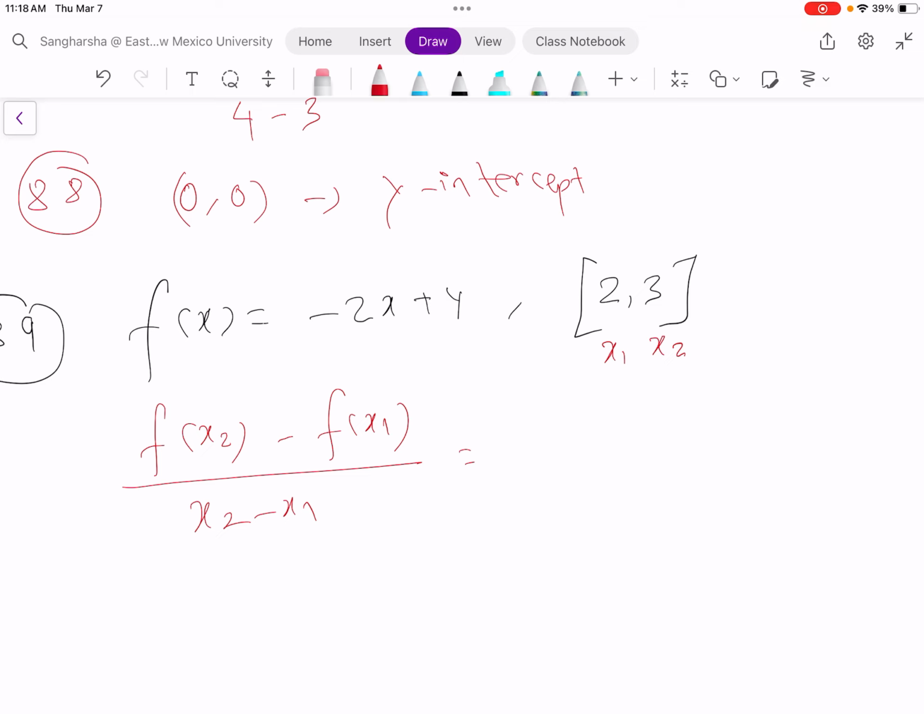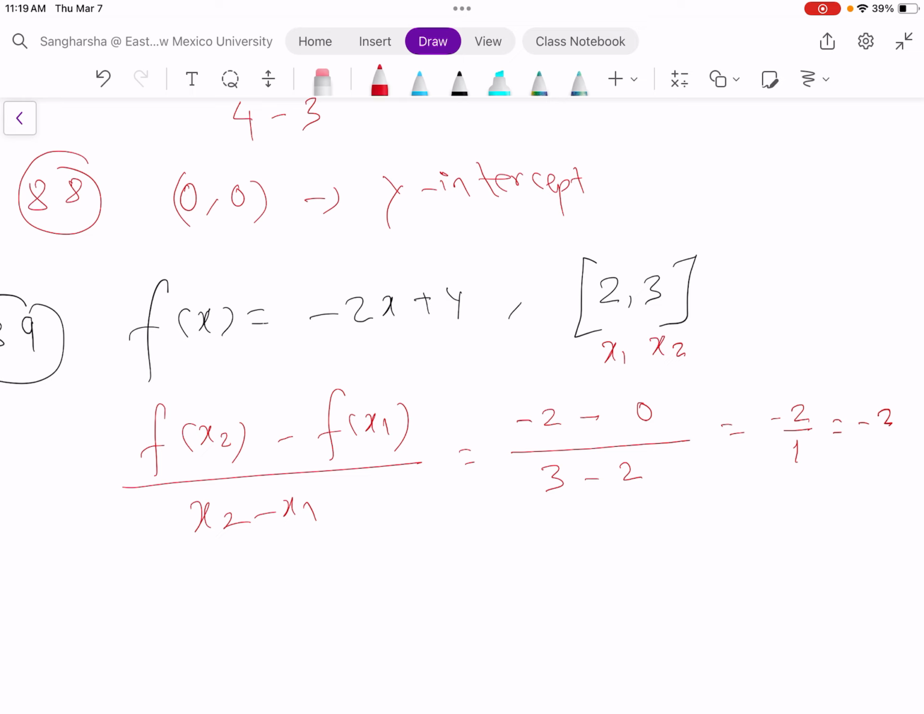So we have negative 2 times 3, that is negative 6 plus 4, that is negative 2, minus, we want to find f of x1. Our x1 is 2, so you substitute 2 for every x. So we have negative 2 times 2, negative 4 plus 4, that is 0. Divided by x2, which is 3, minus x1, which is 2. So we have negative 2 divided by 1, and negative 2 is the average rate of change.